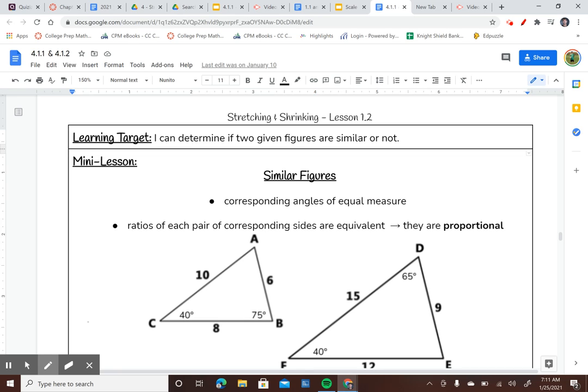Hello everybody and welcome to the second lesson for today. The learning target here is I can determine if two given figures are similar or not. Alright, so are they similar? Let's go ahead and find out.